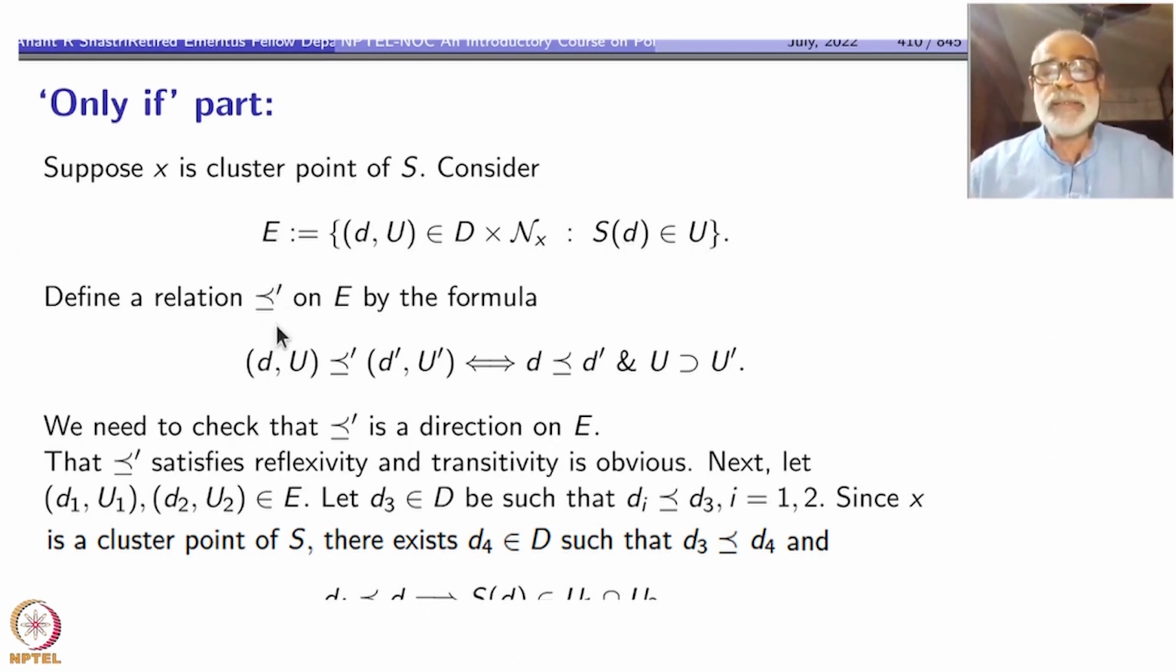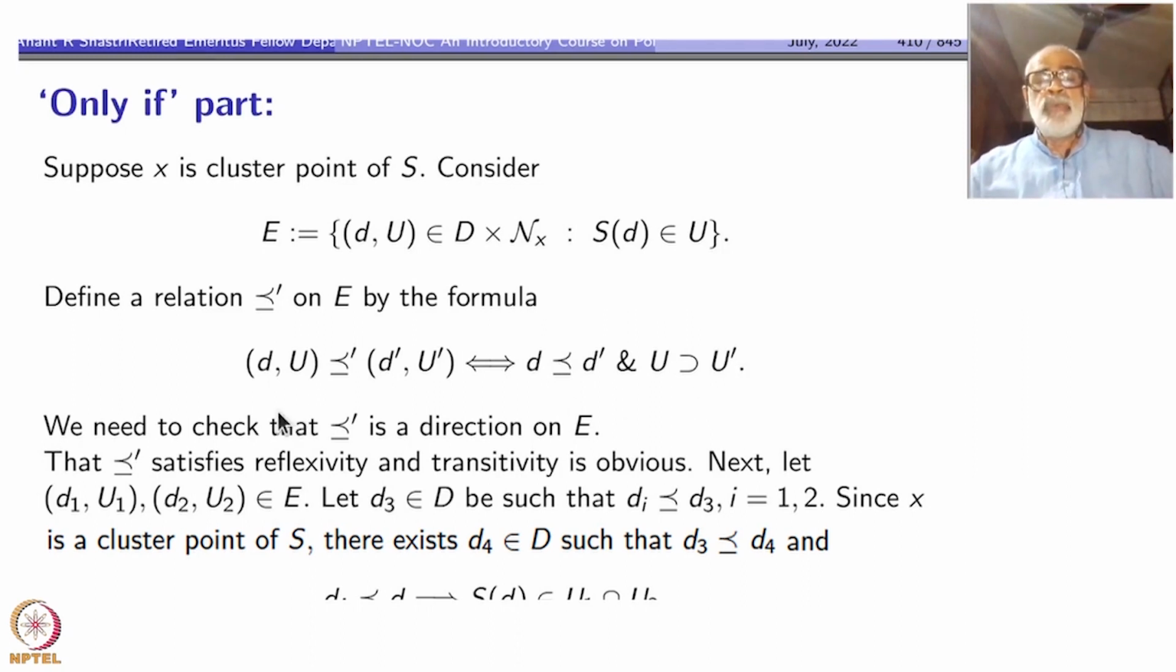Now what is the relation? The relation is again a relation coming from D cross N_X. N_X has a relation, D has a relation. Take the relation, namely (D, U) less than or equal to (D prime, U prime) if and only if D is less than or equal to D prime, that is the direction in D, and the direction in N_X is by reverse inclusion, U contains U prime.